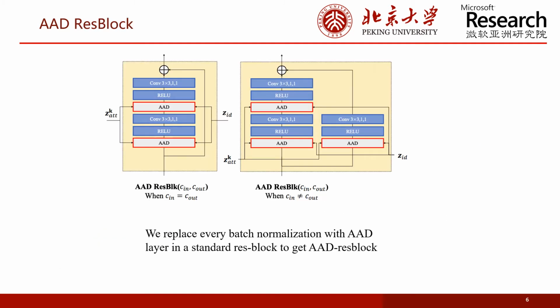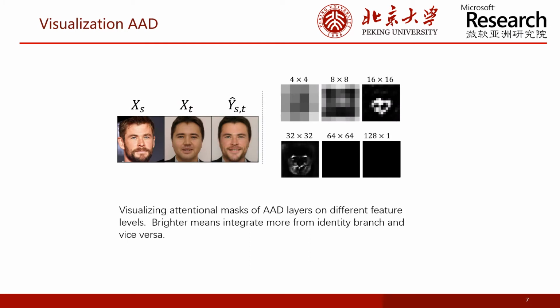Then, we simply replace every batch normalization layer with the AAT layer in a standard ResNet block to get an AAT ResBlock. Here is the visualization of a typical attentional mask. Brighter means more identity information, and vice versa. Just like we presumed, the identity branch focuses more on synthesizing the face parts that are most discriminative for distinguishing identity, for example, the eyes, the mouth, and the face contour. We have also found that identity embedding is mostly effective in low and middle level features.